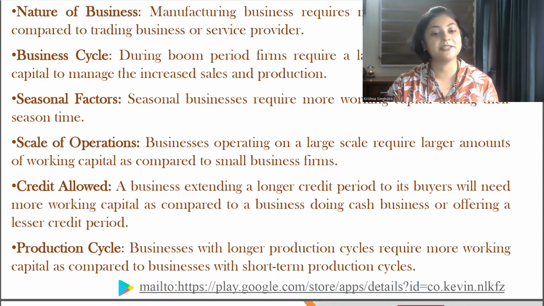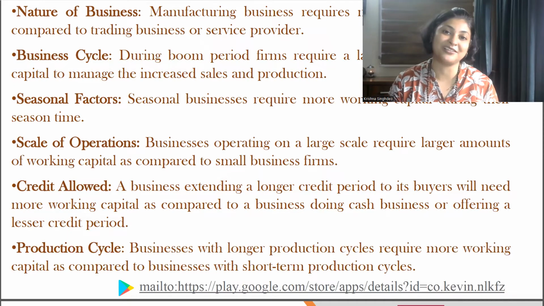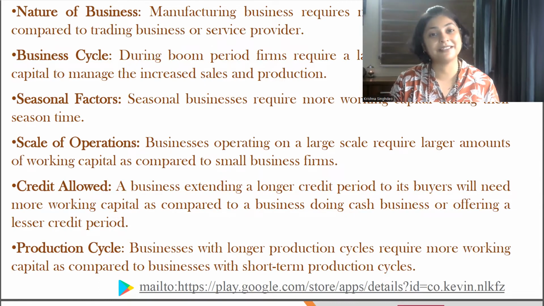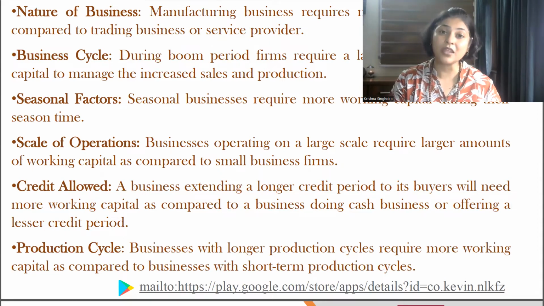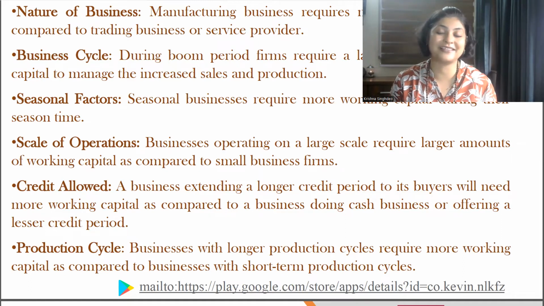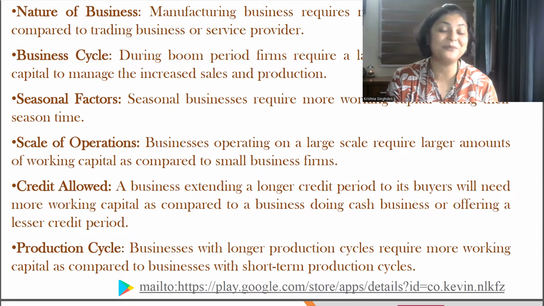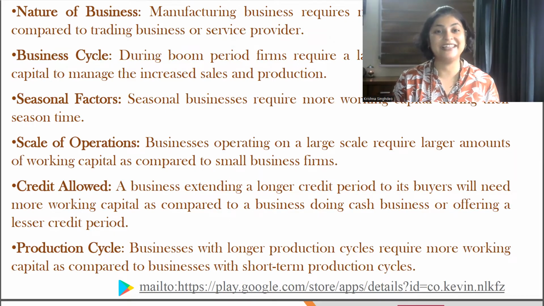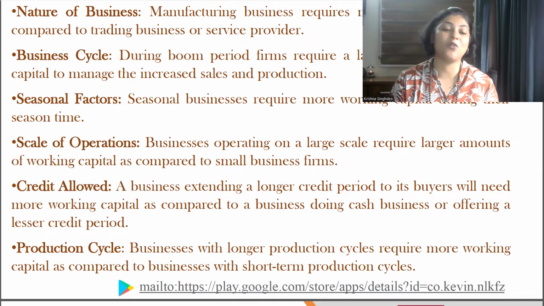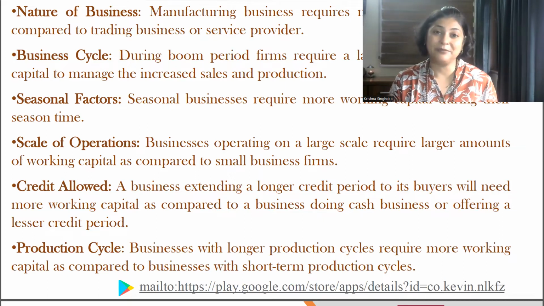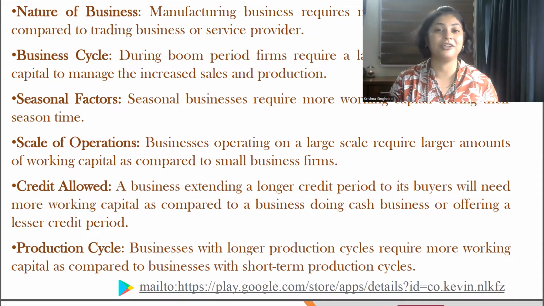The next one is, what is your production cycle? This particular concept you study in accounts also, where you understand what is a fixed asset and what is a current asset, and similarly what is a current liability and non-current liability. Okay, so you must have studied in accounts also what is operating cycle or production cycle. Production cycle is the time taken for the raw material to be converted into cash.